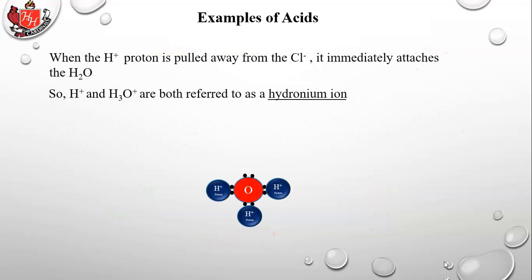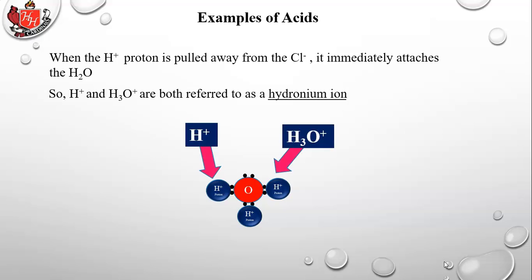Okay, when the H+ proton is pulled away from the Cl-, it immediately attaches to the H2O. So H+ and H3O are both referred to as hydronium ions. Again, I'm repeating this because it's really important that you get that concept down. So there you go. You can call that either H+ or H3O, but in this class we're going to call it H3O because that's what it really is. It's really a water molecule with an additional hydrogen. AP standards prefer this symbol for hydronium.